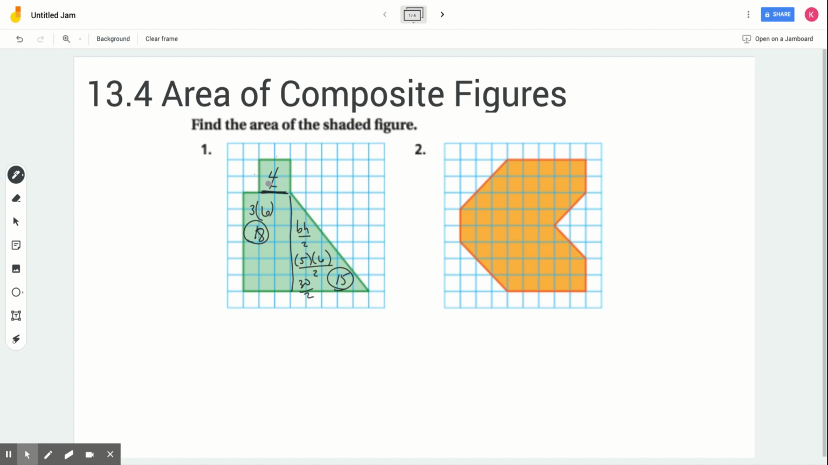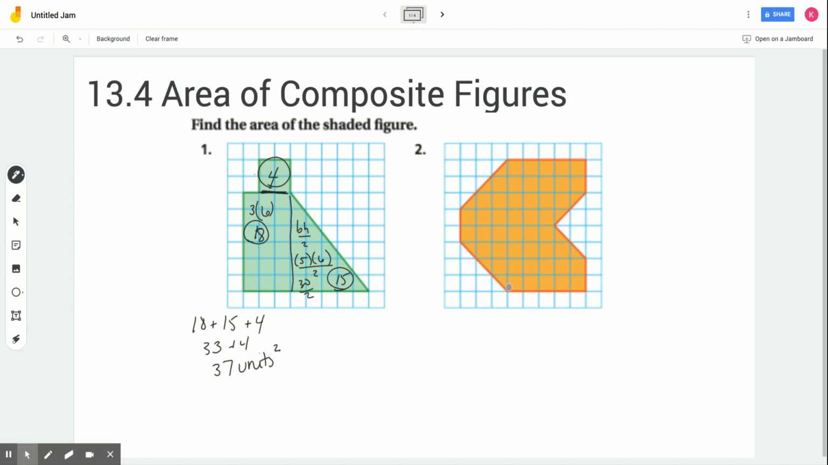So I can now add the areas of my 3 figures to get the total area of my composite figure. So 18 and 15 is 33, and 33 and 4 is 37. So my area is 37 units squared since it's area.